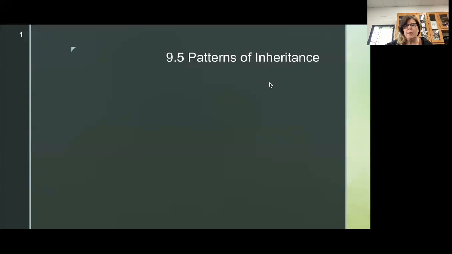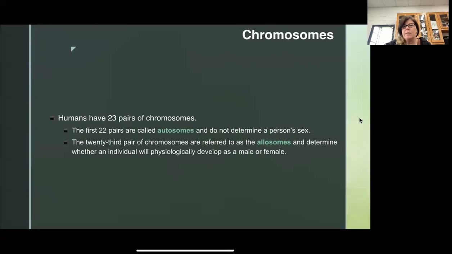Hello, today we're going to talk real quickly about patterns of inheritance. We've talked about autosomal recessive, autosomal dominant, and now we're going to talk about sex linked. So we know that humans have 23 pairs of chromosomes.